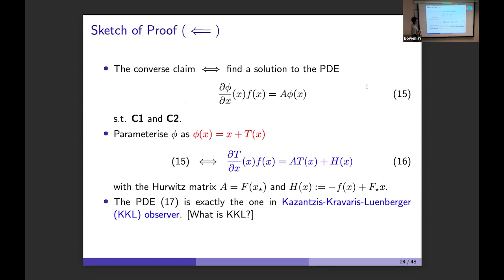The converse part of the proof is more challenging because here we assume the system is contracting, and we want to find an analytical form of the Koopman mapping. In order to do this, we need to solve the partial differential equation of this form, and the information we know is that the system is contracting. This PDE is not very intuitive to solve, so my technical route is to reparameterize the Koopman mapping phi in this particular form, with the identity part plus another function T(x) to be searched for. Substituting this into the partial differential equation, we get another partial differential equation, equation 16.